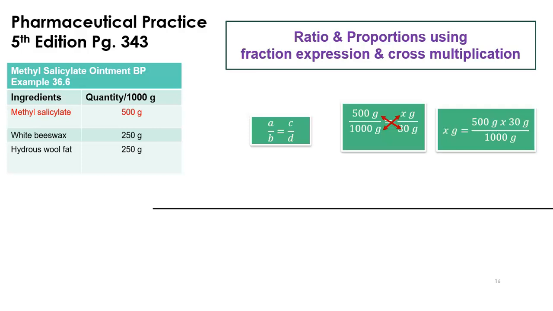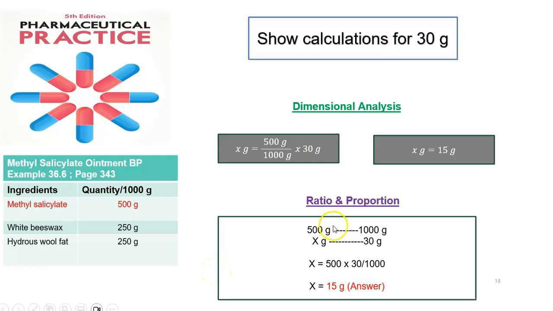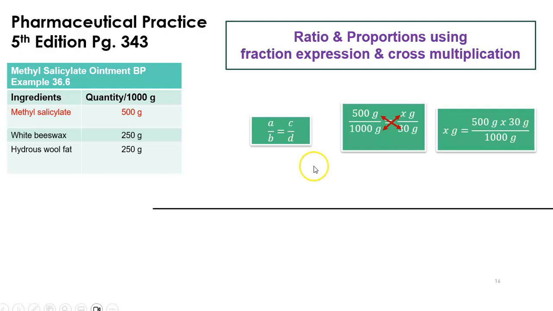Now, let's look at the common fraction and the cross multiplication expression. So instead of drawing lines as we did here, we're going to set up the common fraction, where 500 is to 1,000, so x is to 30. And so, of course, my answer would be 15 grams.